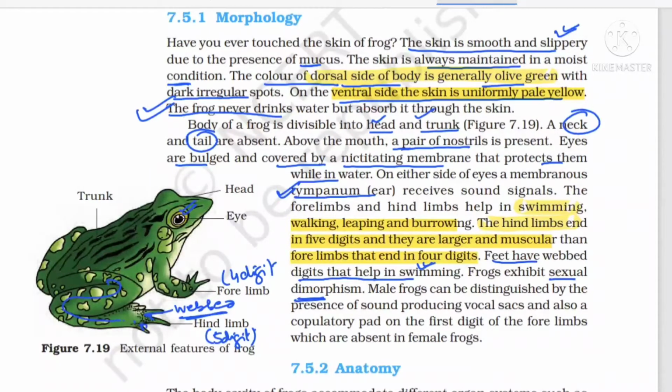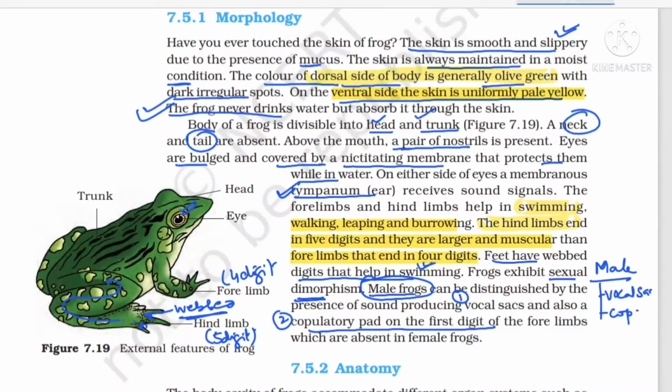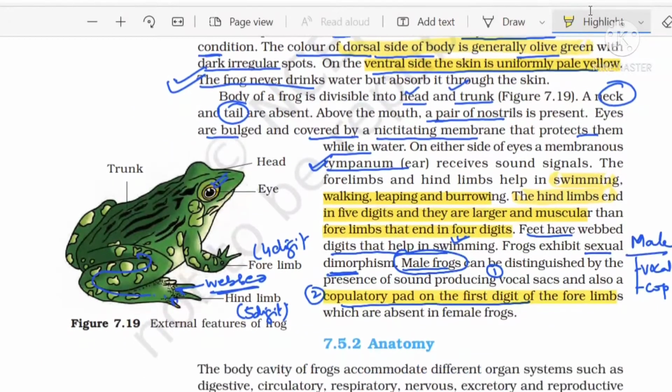How can you distinguish a male frog? Male frog has the vocal sac, by which they produce sound, and they have a copulatory pad on the first digit of the forelimb. So please remember, you can make it here. The male has two things: male has a vocal sac and it has a copulatory pad. And the copulatory pad is present on which digit? Please learn it. It's on the first digit of the forelimb. So this is the way you can distinguish whether it is a male or female.